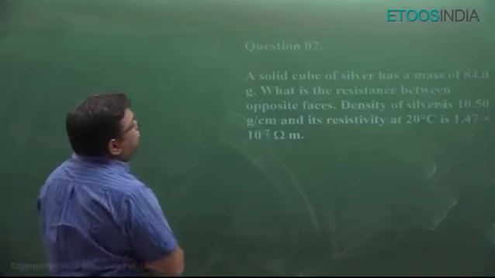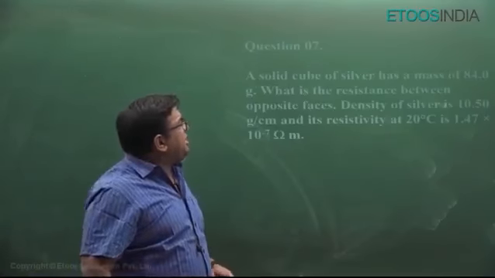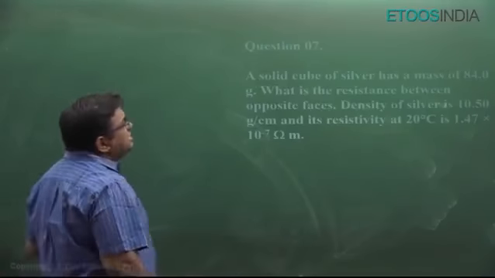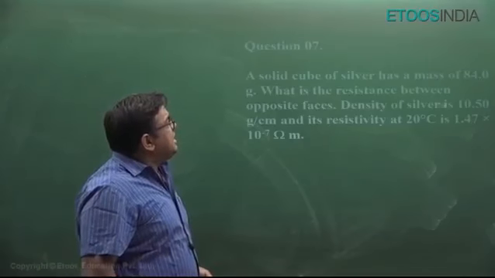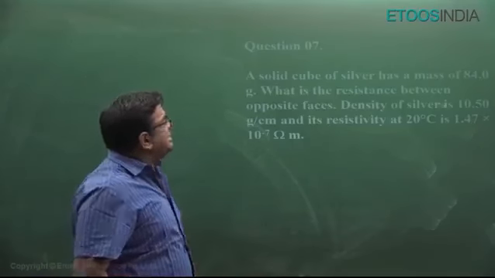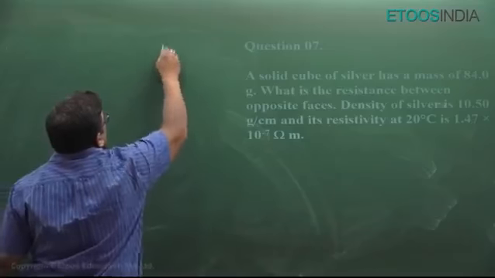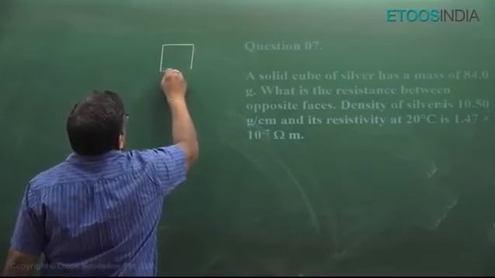A solid cube of silver has a mass of 84 grams. What is the resistance between opposite faces? First of all, let me show you how the cube looks like. Cube is like this.